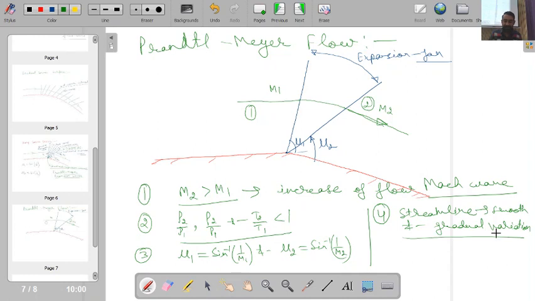So if I have an expansion fan, through the expansion fan my streamline will have smooth and gradual variation, whereas in case of a shock wave, first point is that Mach number decreases, whereas here Mach number is increasing. Second, density, pressure and temperature on the downstream of the shock wave increase, here they are decreasing. Third point is that a shock wave is a single wave. Here I have a combination of an infinite number of weak waves, bounded by angles mu1 and mu2. And fourth point is that in case of a shock wave, we have discontinuity in the variation of properties.